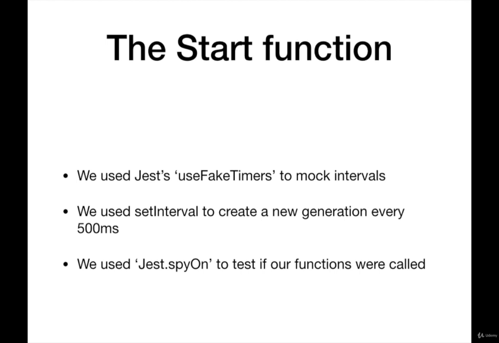In this video, we used Jest's useFakeTimers to mock intervals. We used setInterval to create a new generation every 500 milliseconds. And we also used jest.spyOn to test our functions. So when you're writing a function that calls other functions that you've written, you don't necessarily want to write the test for that again. You just want to test whether the function has actually been called.